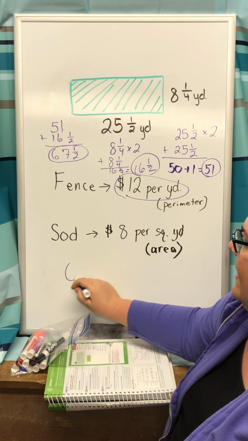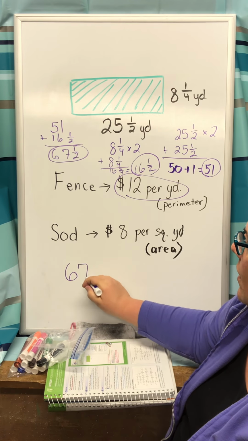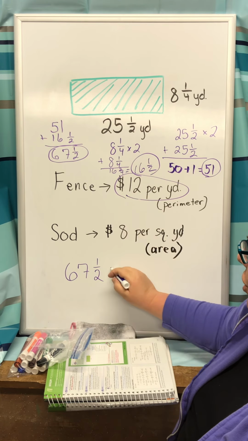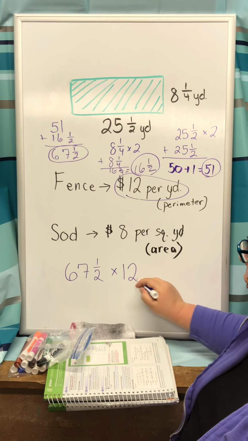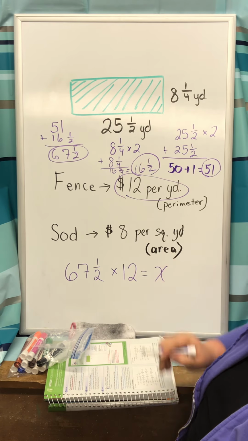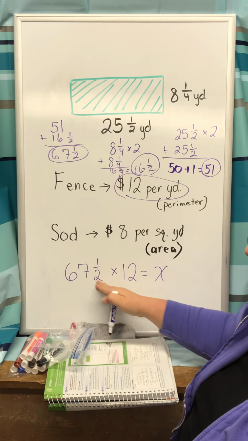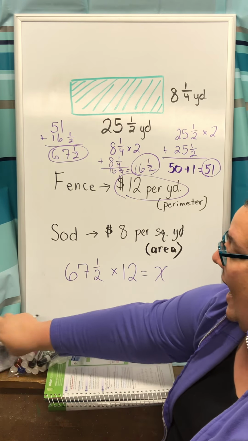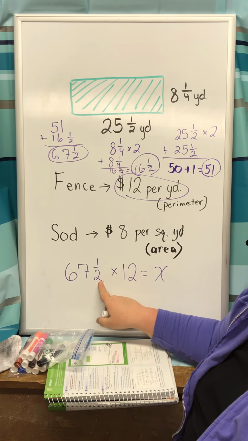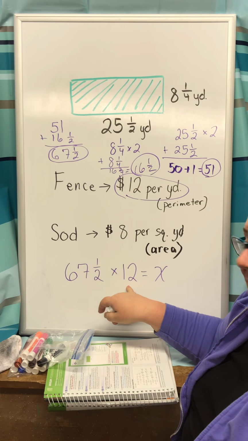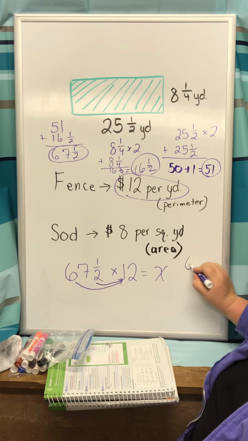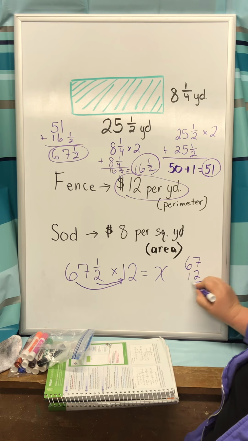We have 67.5, but we have to do it times 12 because it's $12. So that's going to be my new problem: 67.5 times 12 equals X. Now, because I only have one fraction in my problem, my other number doesn't have a fraction attached. Remember, I just need to do my 67 times 12 and then my 1/2 times 12. So I'll do my 67 times 12 on the side.